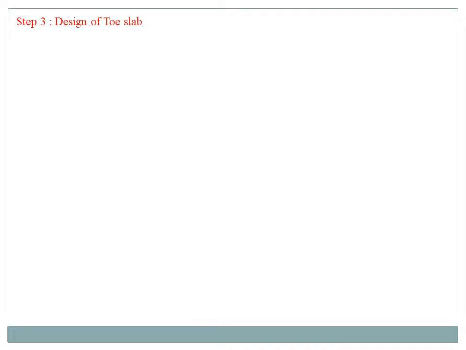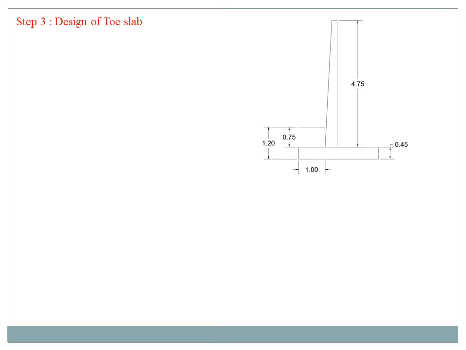So next, step number 3, design of toe slab. So this is our retaining wall. So toe slab is the left side portion of that retaining wall. So our toe slab length is 1 meter, then below the depth of foundation is 1.2 meter, then above the toe slab some soil will be there, so that depth is 0.75 meter.